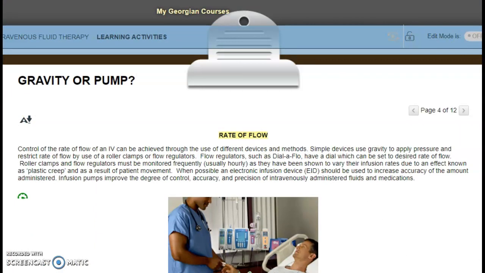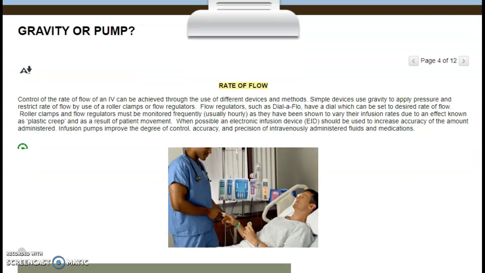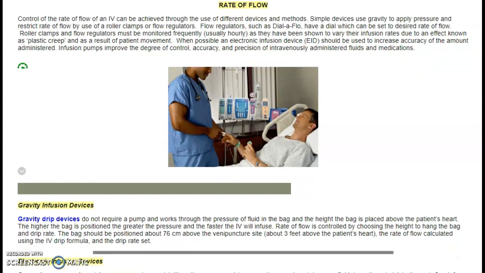So what do we use? Gravity or a pump. If we are administering something that is of high risk, such as a medication or a fluid that could cause significant complications for the client, or we're working with pediatrics or older adults, we will use infusion devices, such as an electronic infusion device, EID, or an infusion device that can be manually set.